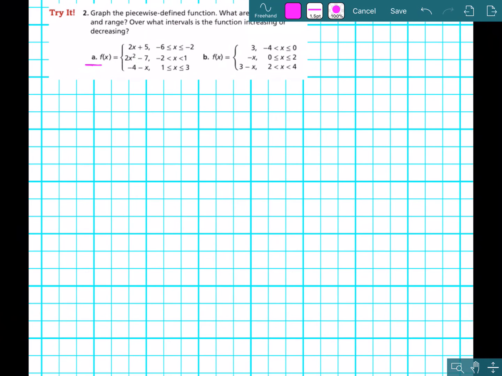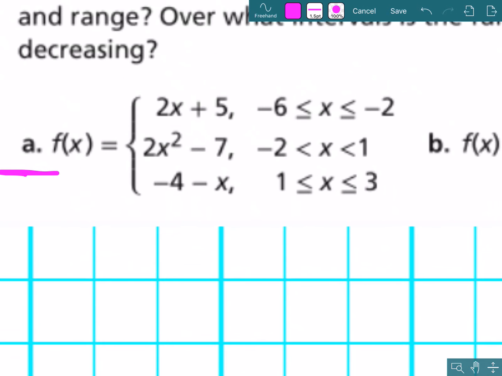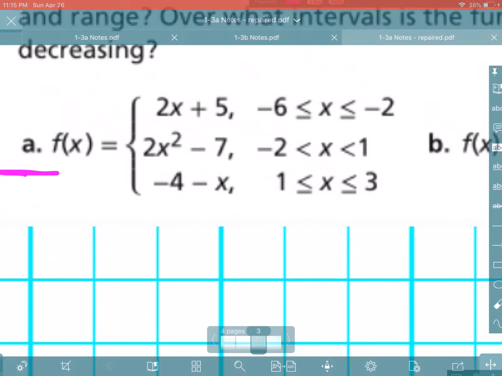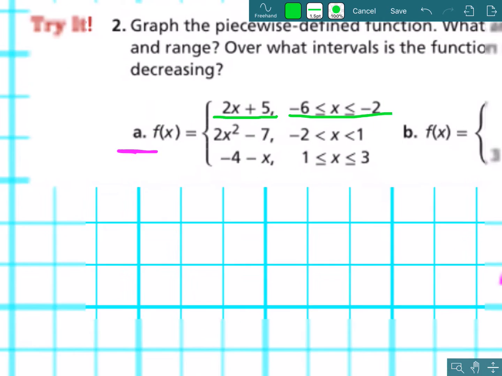So I'm going to go down here and give myself a nice coordinate plane to work with. Okay. So first let's put our axes here. So here's my y-axis. And we'll make this one our x-axis. Nothing too exciting. Now the first thing I want to do is graph this line, 2x plus 5. So I'm going to save that and switch colors, just so we can keep it nice, neat, and organized. So here in green, I'm going to do 2x plus 5 between the values of -6 and -2.